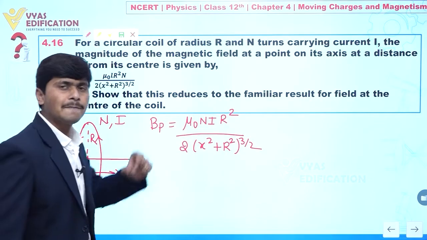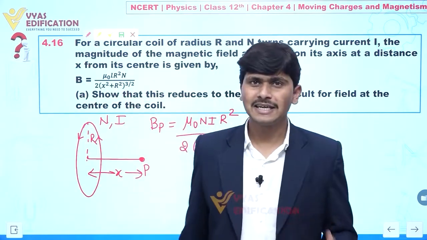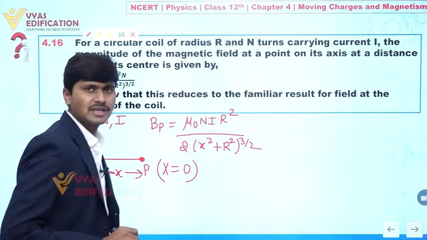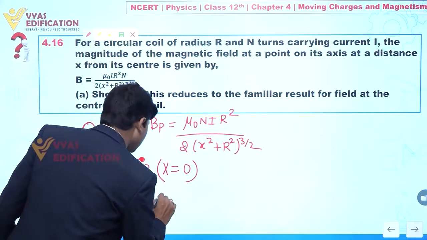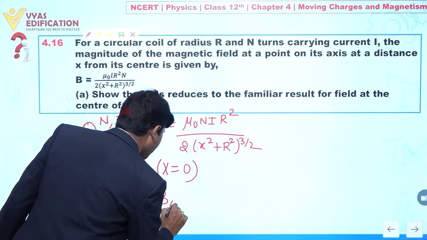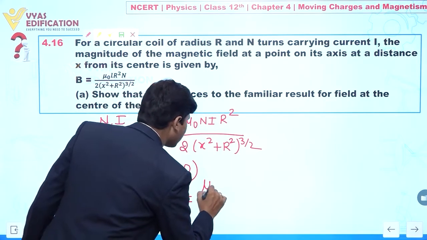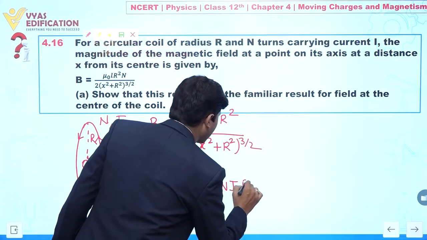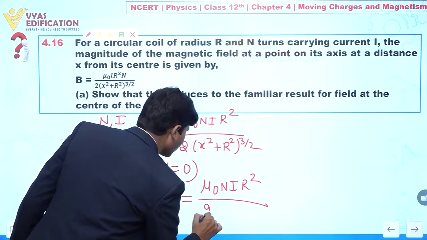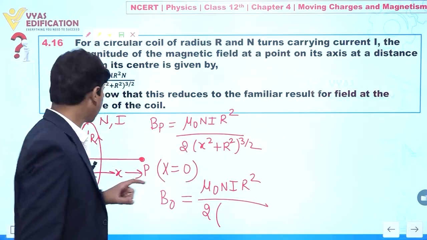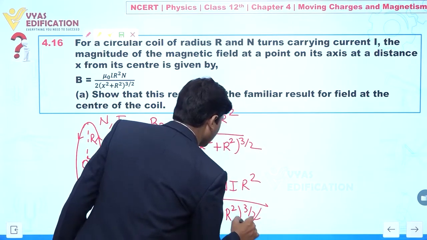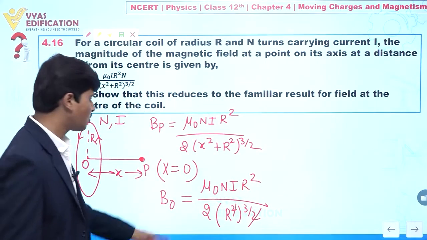Now if we want to find the value of the magnetic field at the center, at the center the value of x is 0. Yes or no? So when x is 0, let's denote this point as O. So B naught is given by mu naught N I R square divided by 2 times (0 plus R square) power 3 by 2. Here the 2 and 2 cancel out.